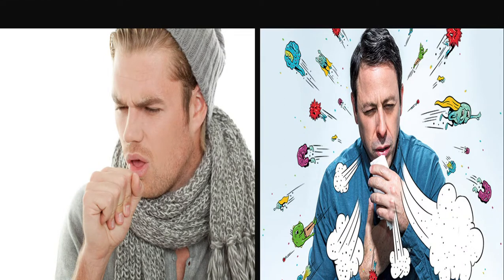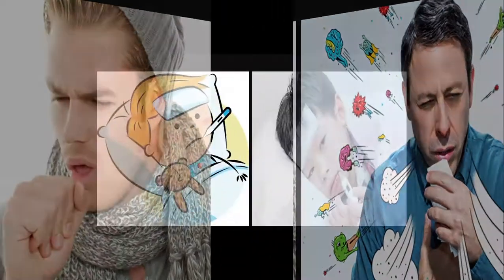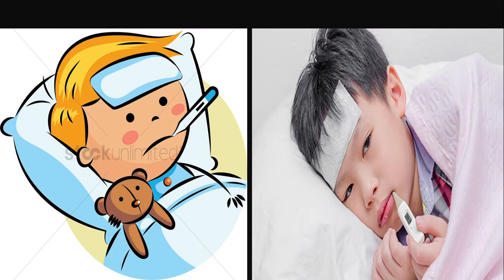And what do you think? Try to guess. Cough. Cough. He had a excellent fever. Fever. You have fever, please stay at home. You know that. If you have cough, fever, you should stay at home. You cannot come to school.